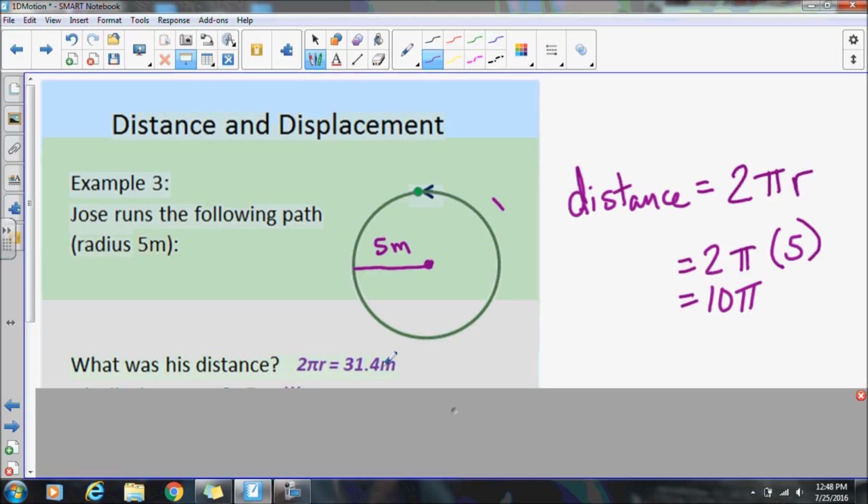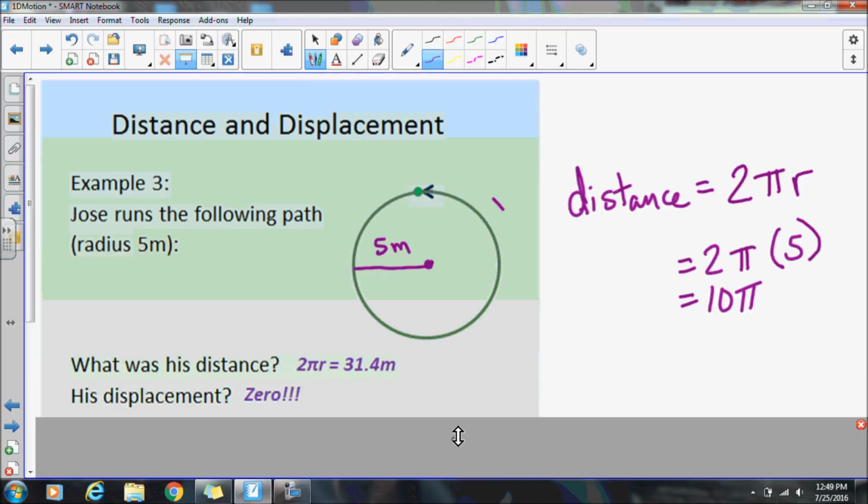That's his distance. Now, displacement is that from start to end. He started here, he ended there. He started and ended at the exact same place. So how far is he from his starting point? Well, he's not. He's at the exact same spot. Therefore, his displacement is 0. Does that mean he didn't go anywhere? Well, in terms of distance, he did go somewhere. He made a complete circle. In terms of displacement, he didn't. He started and ended in the same space.